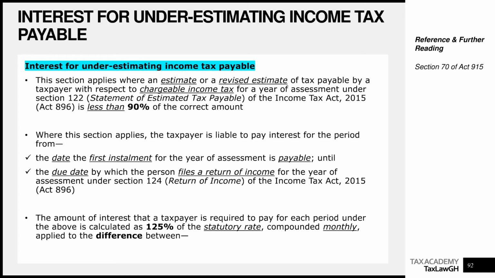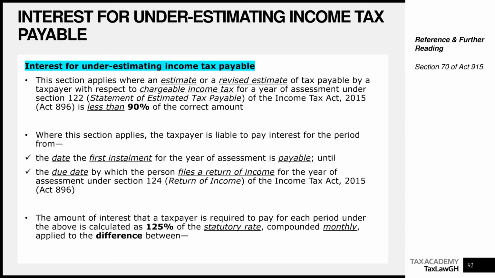So we are saying where an estimate or a revised estimate of tax payable by a taxpayer with respect to chargeable income is less than 90% of the correct amount. So take note. Under income tax, there's something called self-assessment. We'll have videos on this concept. So self-assessment, if you are required to assess yourself for taxes, it means you make an assessment, then on a quarterly basis, you make payment to the Commissioner General. We are saying that if at the end of the year, how much you estimated to pay and how much you are actually supposed to pay, the margin of error is more than 10%, you have broken the rule and will be charged interest on the difference.